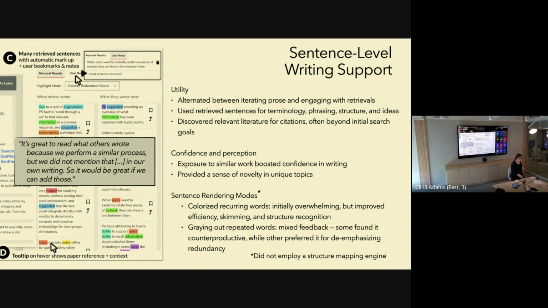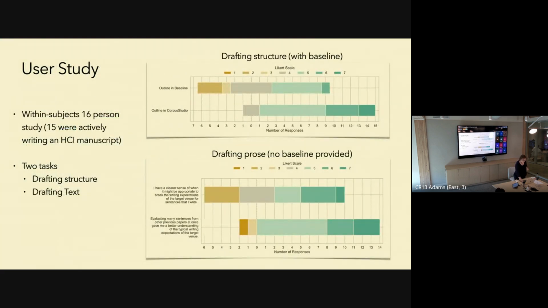I think one of the reasons this didn't work so well is because we did not actually have an algorithmic structural mapping engine suggesting alignments. We were just at the more superficial level, noting commonalities across them. Especially for the drafting of text, we didn't have time to compare with some other tool. At least with drafting of the structure, people preferred having CorpusStudio to a blank page. Not surprising there.